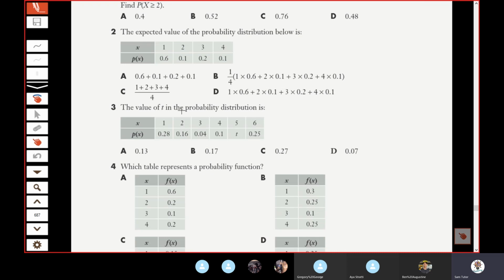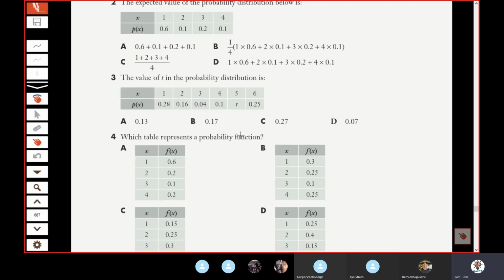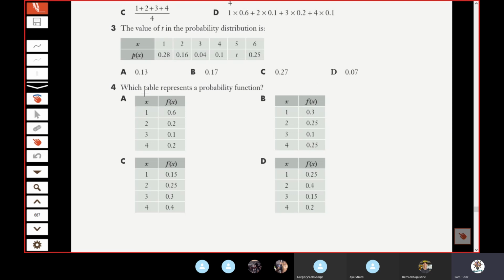All right, the value of t in the probability distribution. What must the probability always add up to? Just 1. So sum up all these and then obviously take away. That's easy. Which table represents a probability function? Well, it must add up to 1. That would be the rule. So let's have a look. That's 0.5. That doesn't add up to 1.